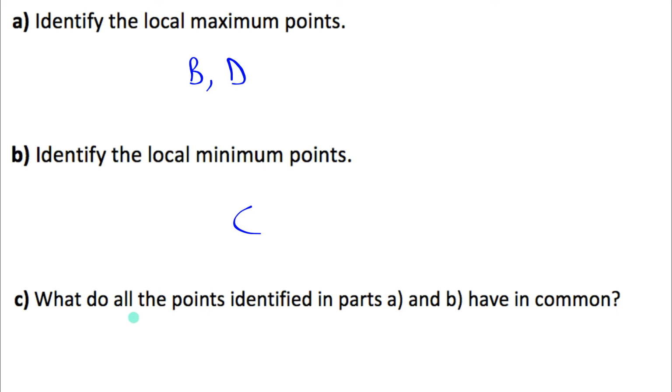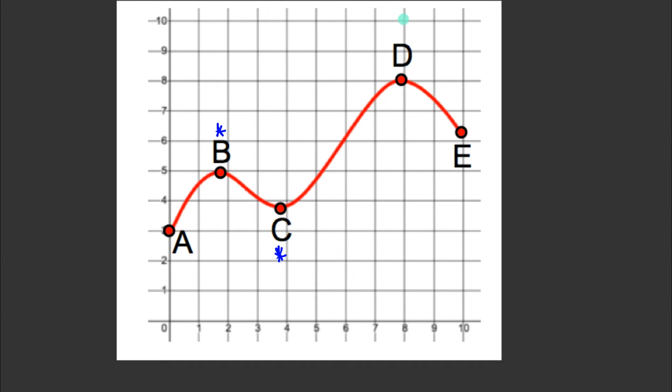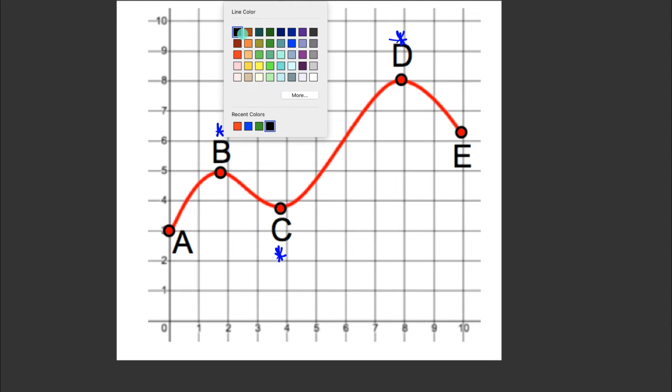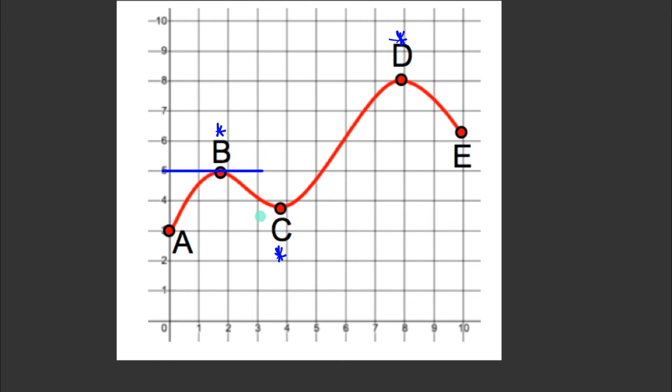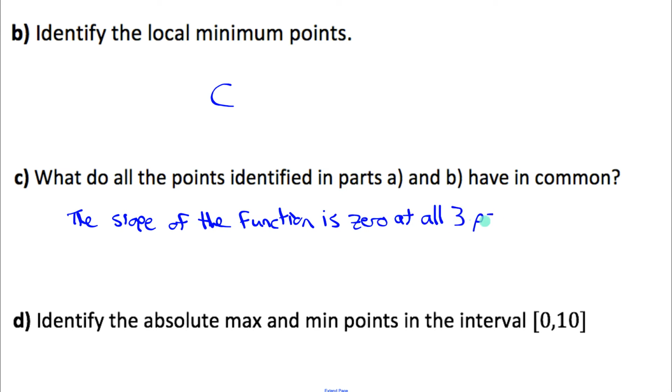Part C says, what do all the points identified in A and B have in common? So what do points B, C, and D have in common? Notice the slope of the original function at all three of those points is 0. And if you don't see that, well, the slope of the function can be represented with a tangent line. And if I were to draw a tangent line at all three of those points, the tangent would be horizontal. And we know the slope of a horizontal line is 0. So the value of the first derivative at all three of those points would be 0. So I'll say the slope of the function is 0 at all three points. And we saw that by seeing they all had a horizontal tangent line.